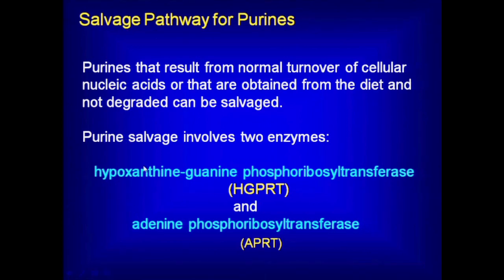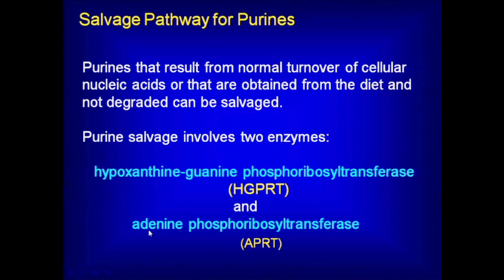Hypoxanthine, okay, guanine. These are the nitrogenous bases you find in IMP and GMP. So hypoxanthine-guanine phosphoribosyl transferase, abbreviated HGPRT. That's a very important enzyme in the salvage pathway. This has nothing to do with de novo synthesis. This is recycling intermediates from purine degradation.